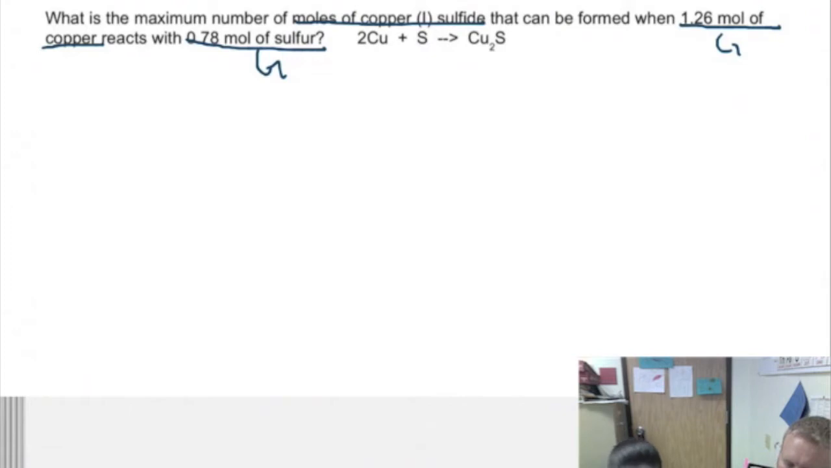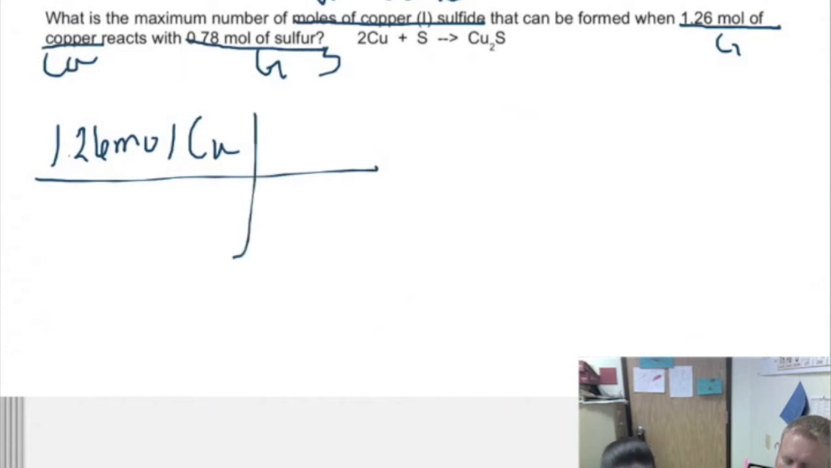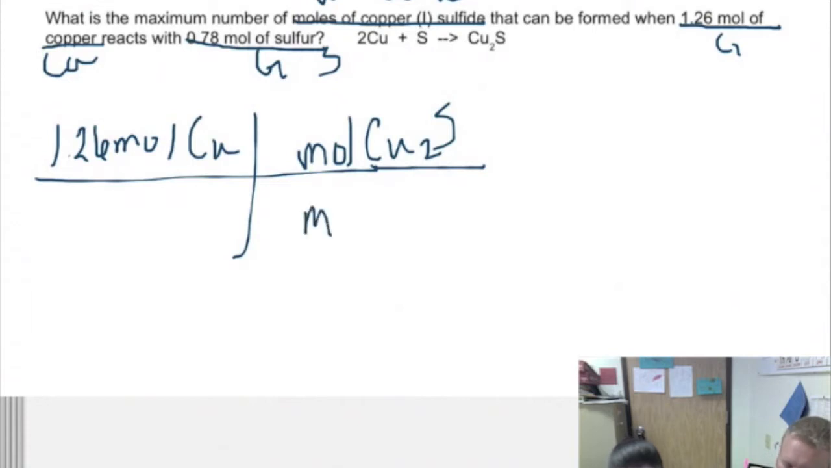If copper is Cu and sulfur is S, copper sulfide must be Cu2S, and that's our one. Cool. Okay, so I'm just going to do my math twice. We start over with 1.26 moles of copper as the given, and we want to change that to moles of copper sulfide, the Cu2S. So we want moles of copper on the bottom.